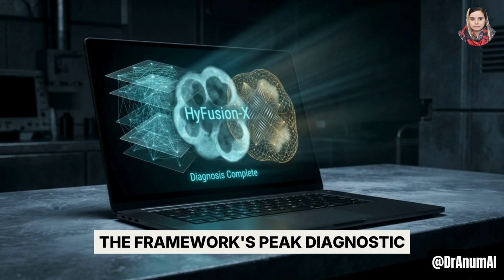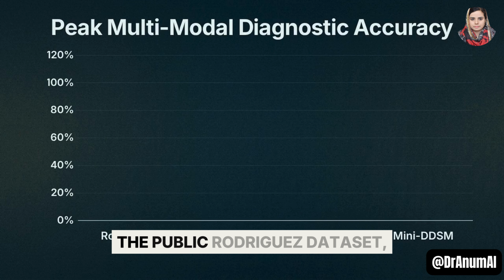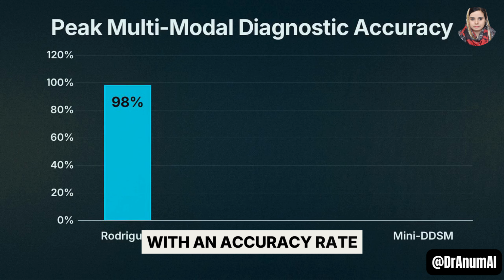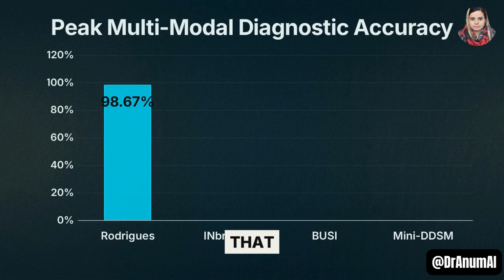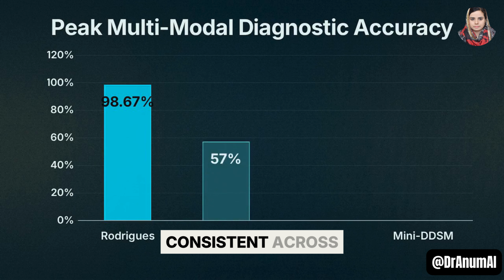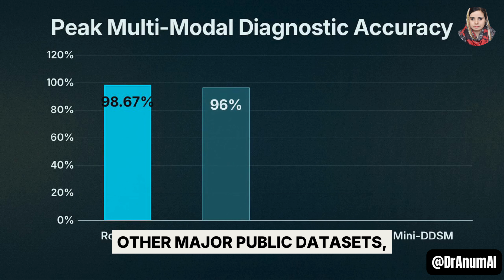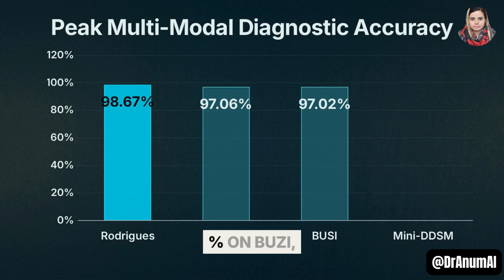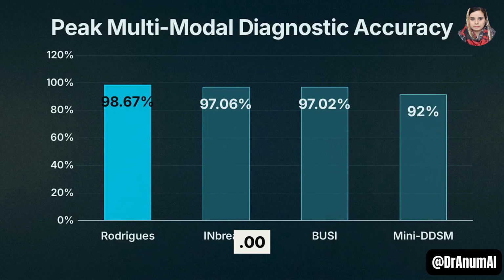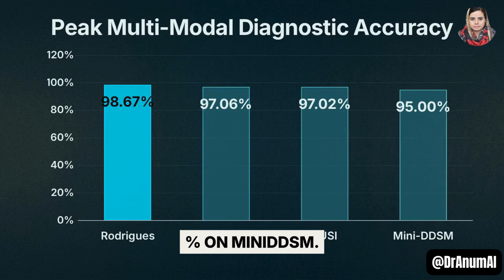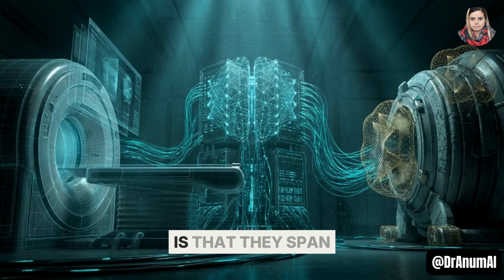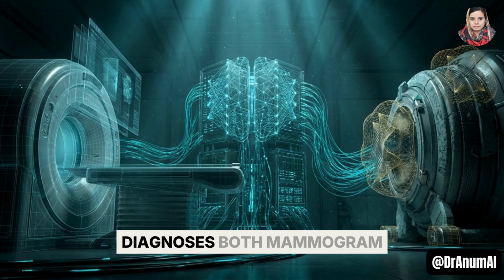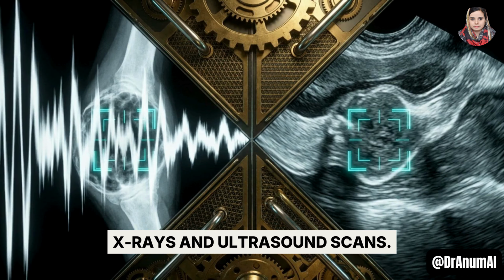The framework's peak diagnostic performance is remarkable. On the public Rodriguez dataset, HyFusion-X correctly classified images with an accuracy rate of 98.67%. That high performance remains remarkably consistent across other major public datasets, scoring 97.06% on InBreast, 97.02% on BUSI, and an even 95.00% on Mini-DDSM. The clinical value of these specific scores is that they span across different imaging technologies. The framework successfully diagnoses both mammogram X-rays and ultrasound scans.